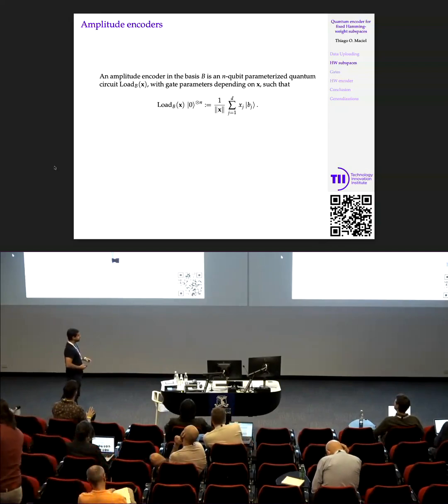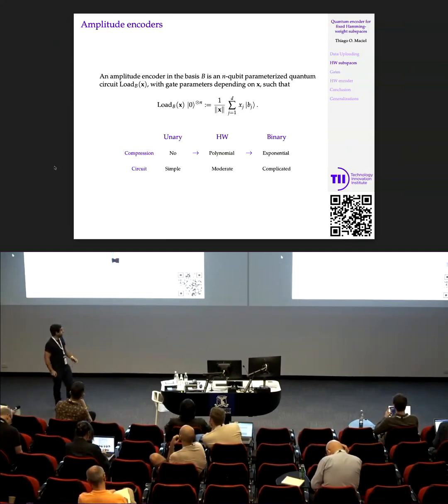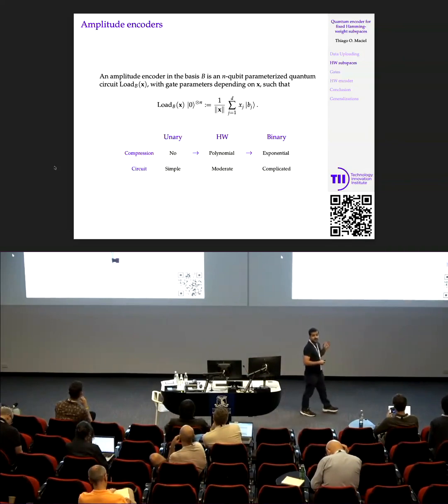We have some of them in the field. One of them is the unary encoder. The problem with the unary encoder is that it offers no space compression. So we usually don't want to go this route because quantum memory is just too expensive. In the other extreme case, you have the binary encoder, which takes advantage of the exponential space compression it offers. But the problem is that whenever you try to devise a circuit to upload in a binary encoder, you will end up with exponentially long circuits, and we also don't want to do that.